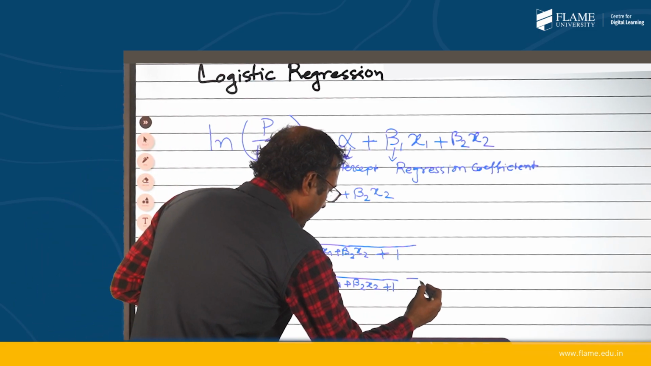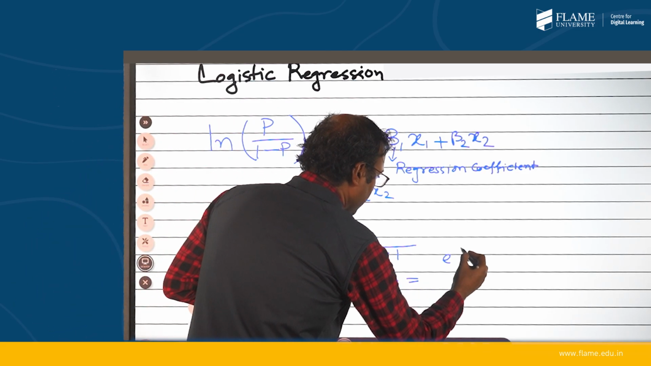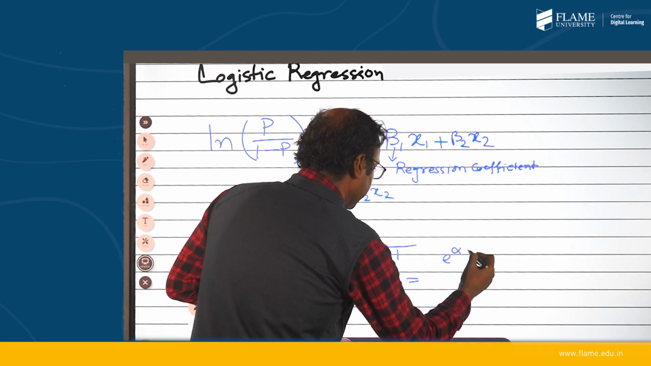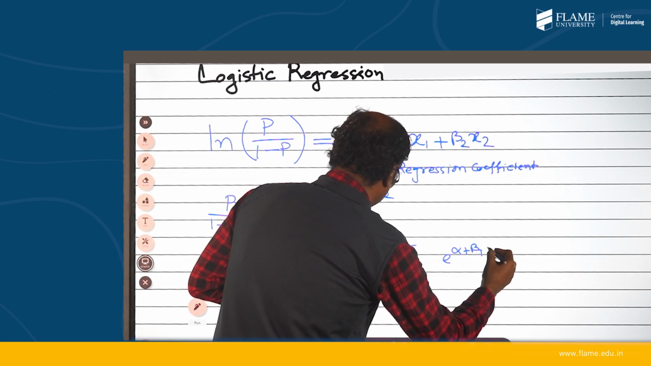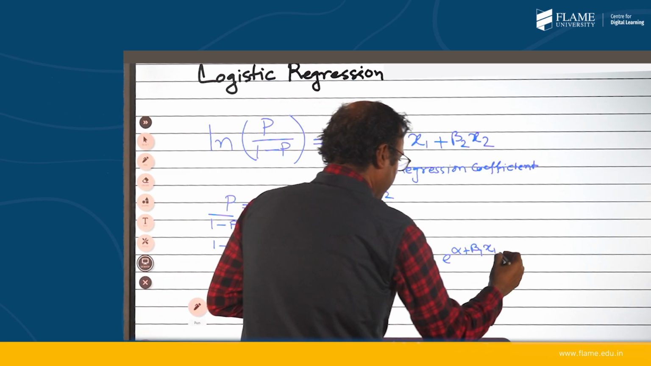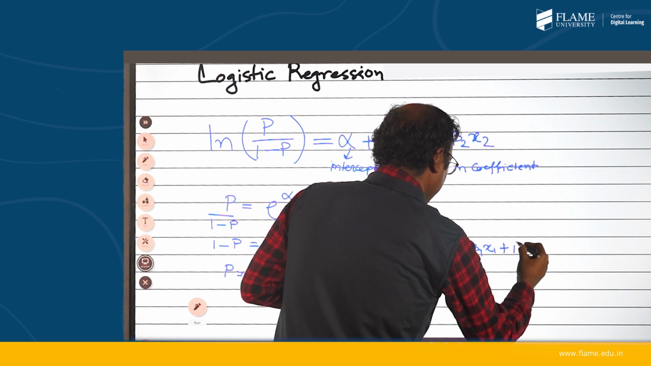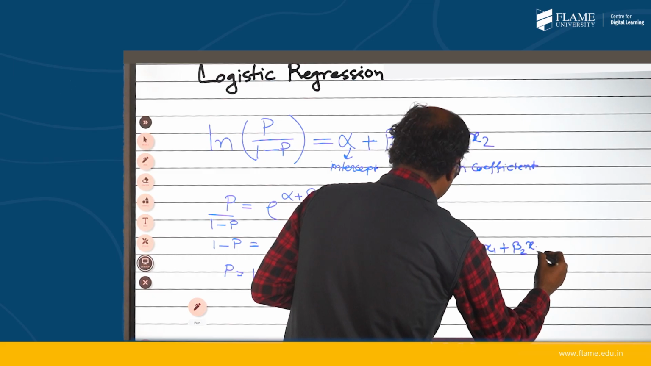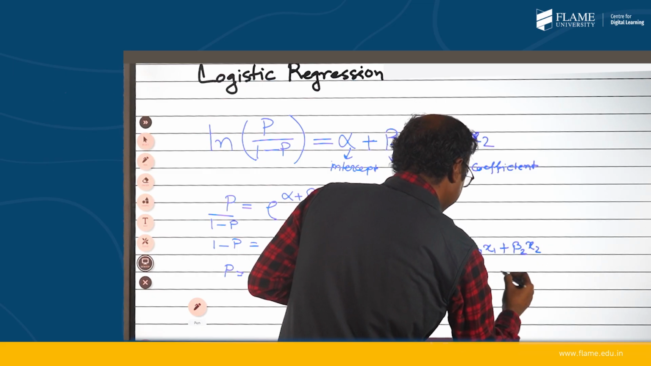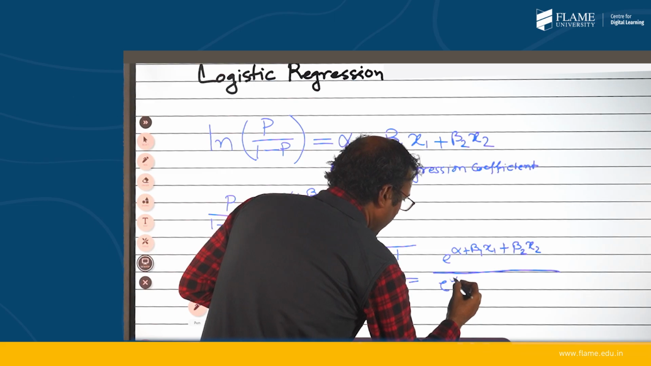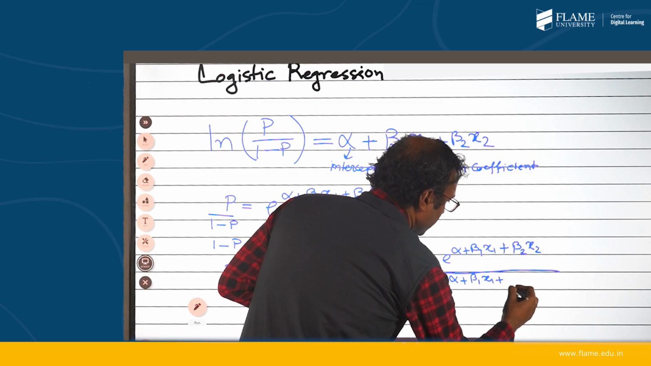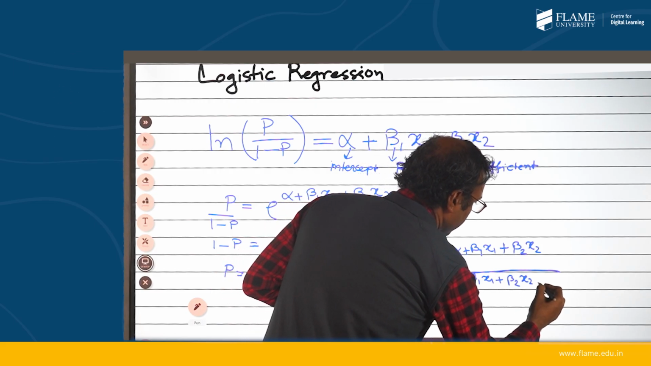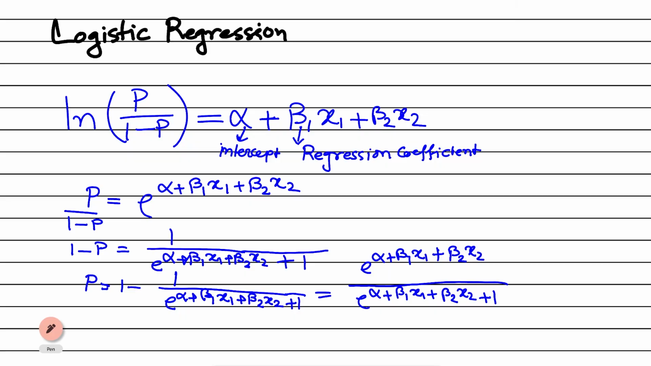So the final expression of P is e to the power alpha plus beta 1 x1 plus beta 2 x2, divided by e to the power alpha plus beta 1 x1 plus beta 2 x2, plus 1. This probability is the probability of your particular event.